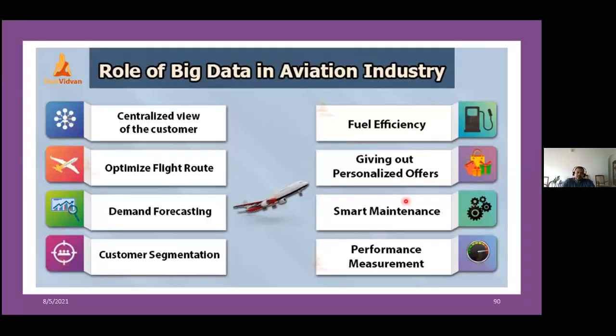Then I just want to cover a few areas like fuel efficiency, personalized offers that we looked at, then smart maintenance, performance measurement in terms of the terminals, and in terms of people as well, right? Customer segmentation, demand forecasting. One thing with data is you can actually create a centralized view of the customer, right? You can really make sense of what sort of customers you get, internal, external, either way. Then optimize flight routes.